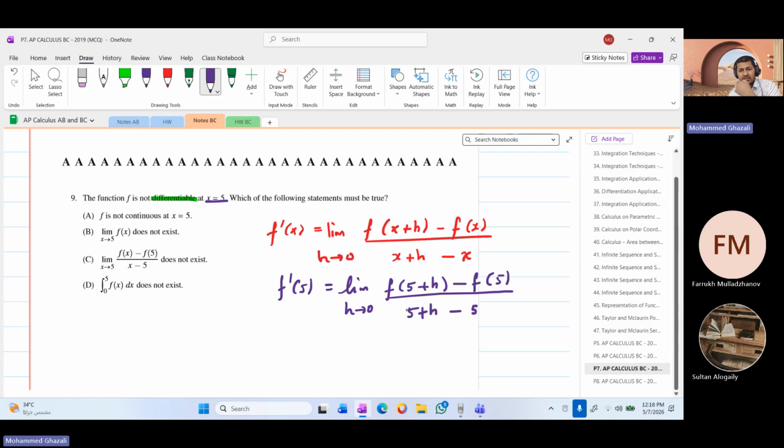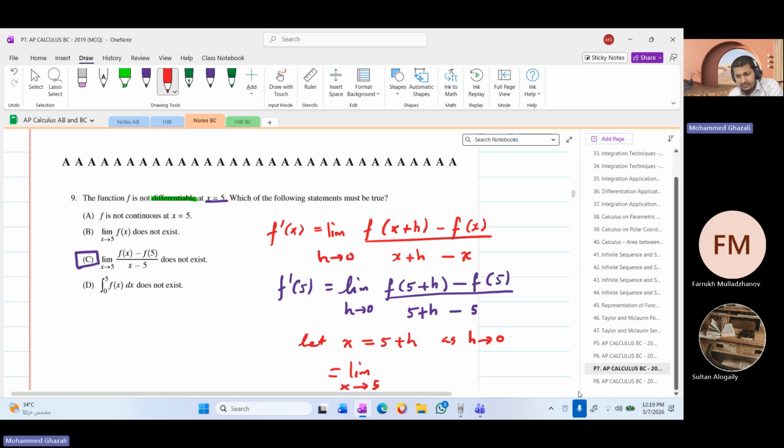So now how do I transform this into looking like option number C? Why say it's not differentiable? Because if I substitute 5 in the denominator, it becomes 0. So that's the reason why it's not differentiable. Let's check how I can transform this into that. Obviously we need to say let x be equal to 5 plus h, as h approaches 0. I'm changing the limit as well because I'm using a kind of u substitution. If h is 0, x approaches 5. So that becomes limit as x approaches 5.